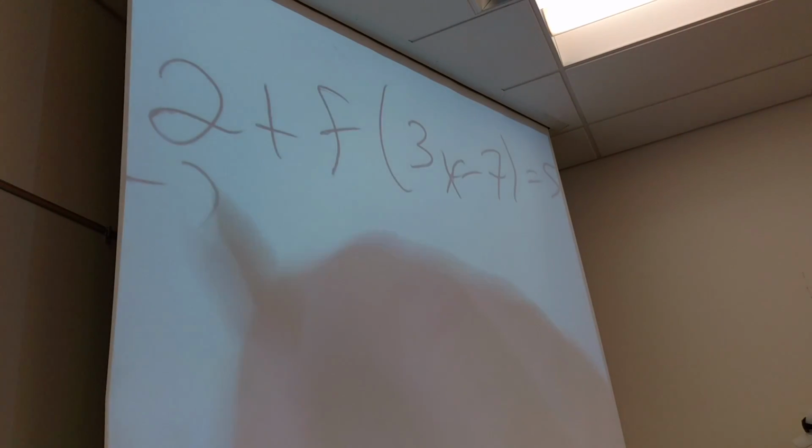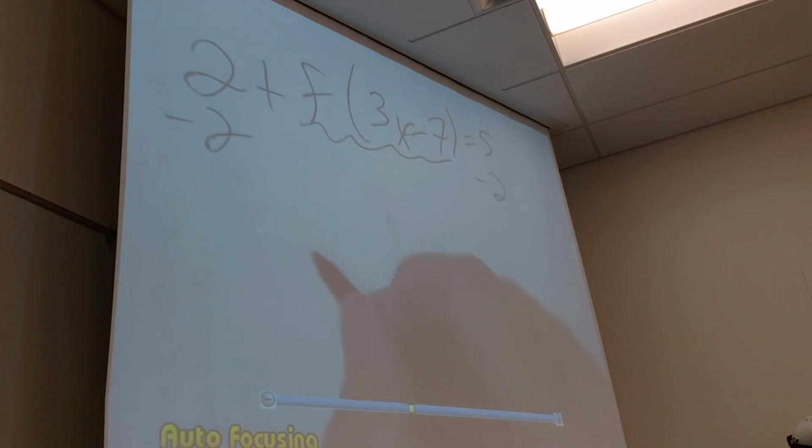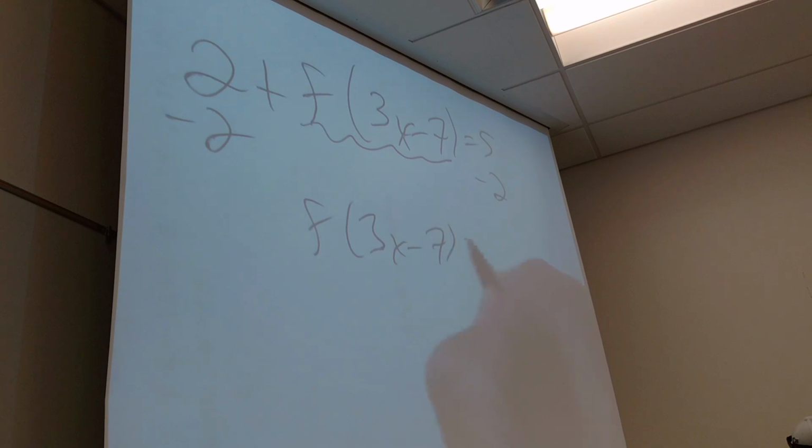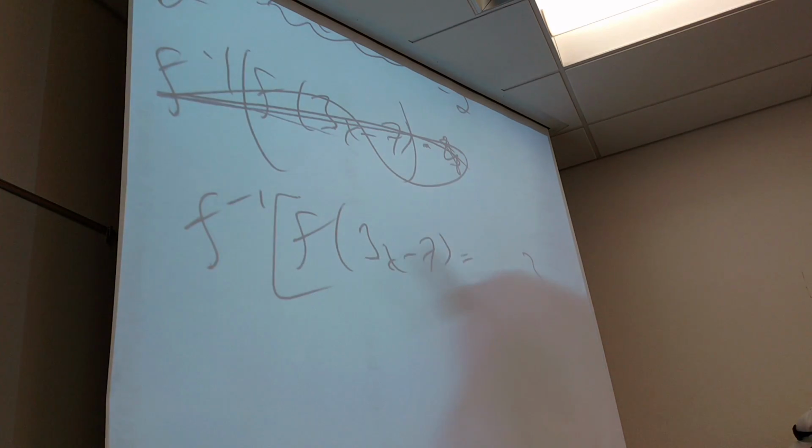Again, the first step is always, there's where my x is, let me get rid of the 2. What kills f? F inverse. So I apply f inverse to both sides. F inverse of that side, f inverse of that side.